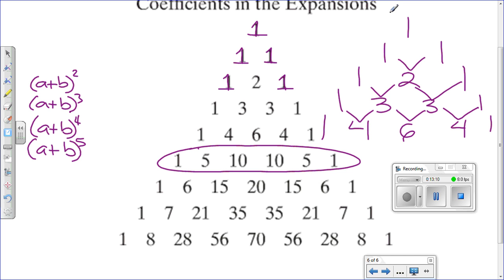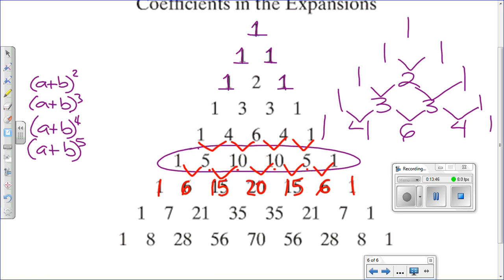So if we take 1 plus 4, we get 5. 4 plus 6, 10. 6 plus 4, 10. 4 plus 1, 5. Next row, we start with the 1s, and then we go 1 plus 5, 6. 5 plus 10, 15. 10 plus 10, 20. 10 plus 5, 15. 5 plus 1, 6. Yes, so that will be the first rows, 8 levels, 9, 10, I don't know.